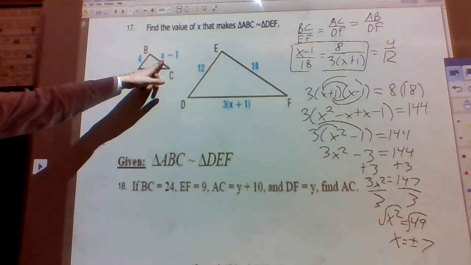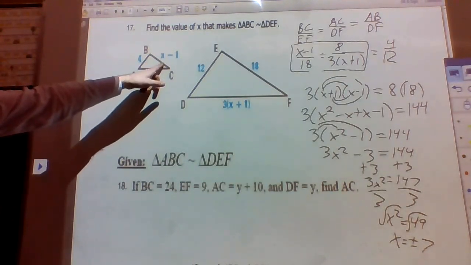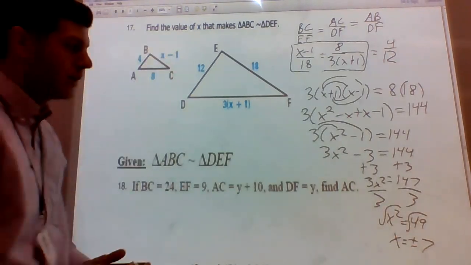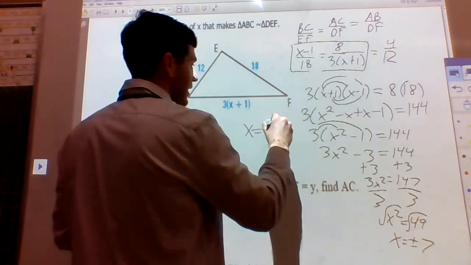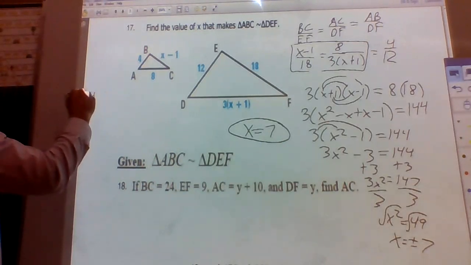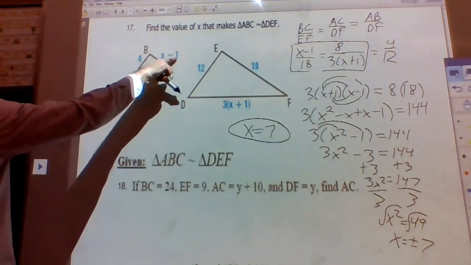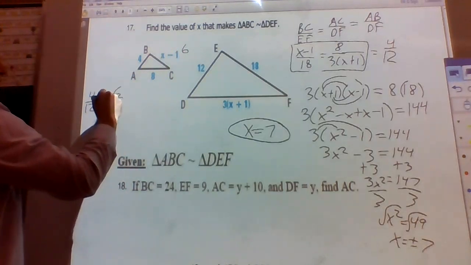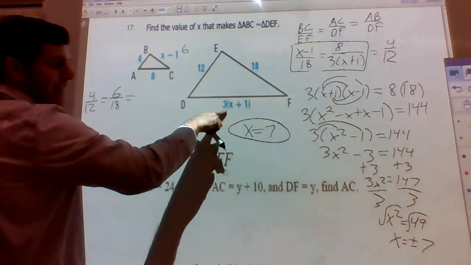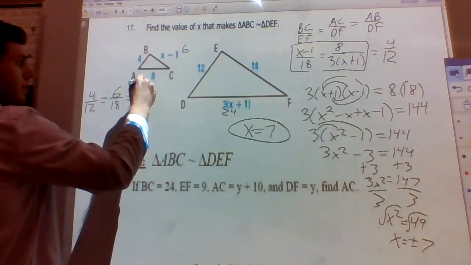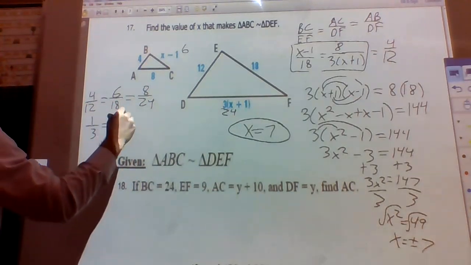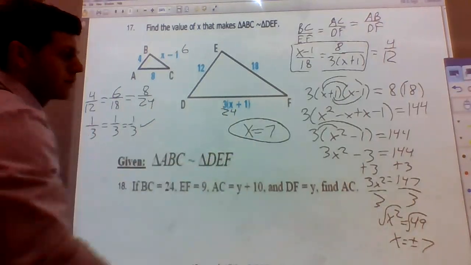Is plus 7 and negative 7 going to work here? No, because negative 7 minus 1 is negative 8. You can't have a negative side length, so we're just going to stick with x equals a positive 7. If we put it back in, we'll have 4 over 12. We'll have 7 minus 1 is 6, so we'll have 6 over 18. That's going to work. And then we'll have 7 plus 1 is 8. 8 times 3 is 24, and then 8 over 24. This gives us 1/3, 1/3, 1/3. So we know we have the right answer. X is going to be 7.